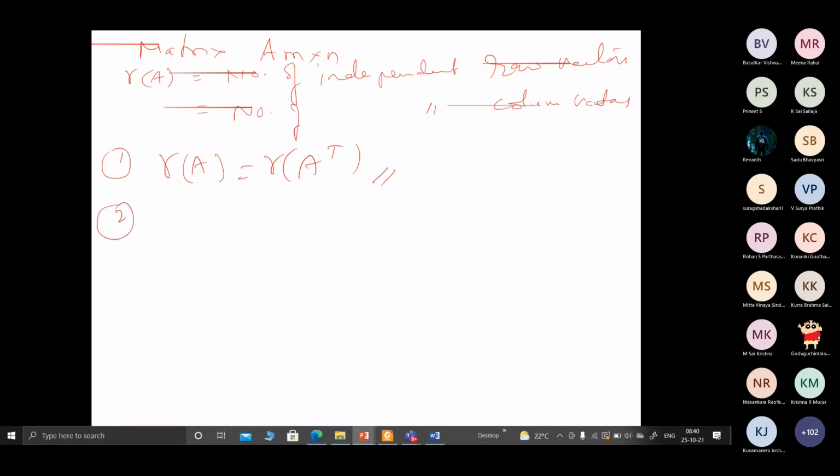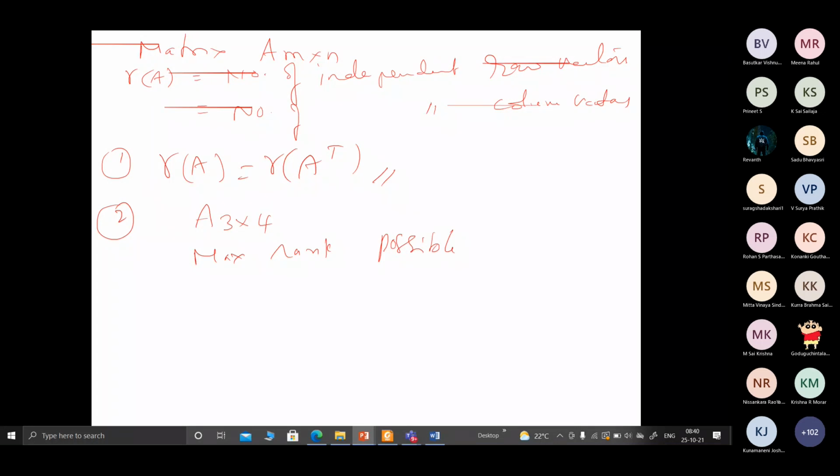What about the second point? Suppose the order is 3 by 4. Now tell me, what is the maximum rank possible? What is the maximum rank possible?